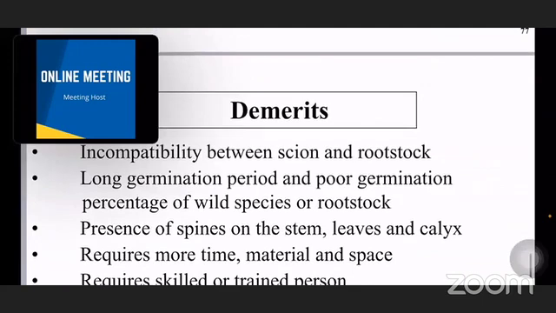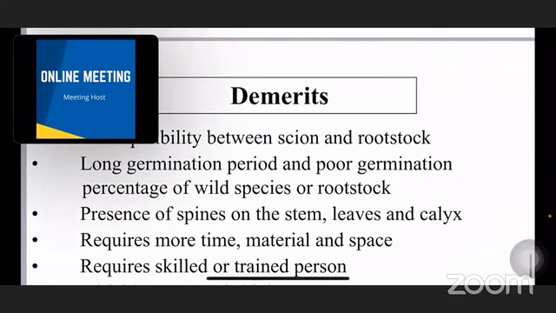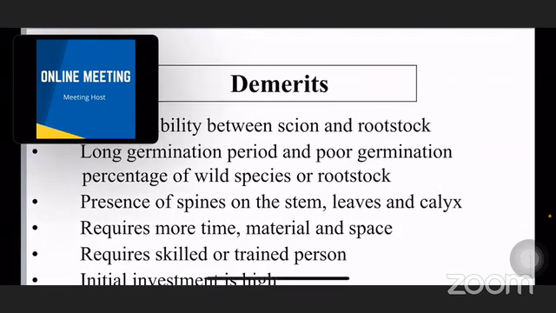Then the demerits are incompatibility between the scion and rootstock. So we have to carefully select the rootstock and scion which are compatible. Only those we have to select. Otherwise, if incompatibility comes, the graft union will not be successful. Then long germination, as I told, those are wild species, right? They take more days to germinate as compared to normal seeds.